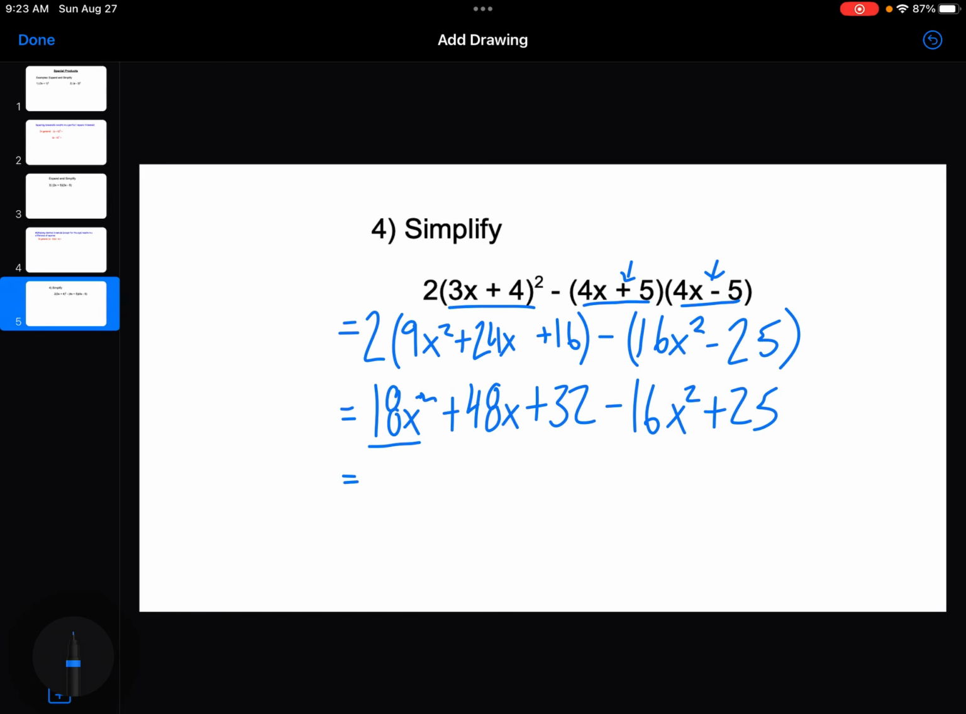And now I need to collect like terms. 18x squared minus 16x squared is going to give me 2x squared. There's only one x term, so plus 48x. And then 32 plus 25 is going to be plus 57.